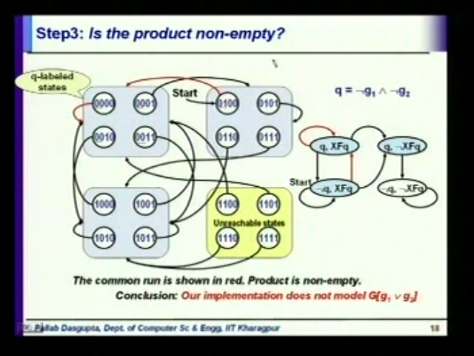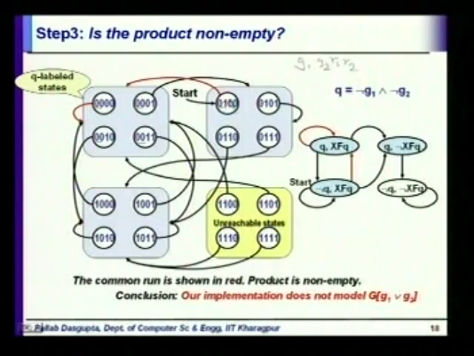What are the state bits? The state bits here are g1, g2, r1, r2. These are the 4 state bits. So, this is g1 is 0, g2 is 1, r1 and r2 are 0, right. So, this is a state machine. What is q? Q is the Boolean formula not g1 and not g2. Which states have not g1 and not g2? These 4. So, these 4 are the q level states.